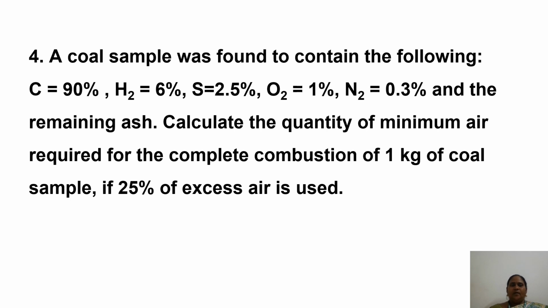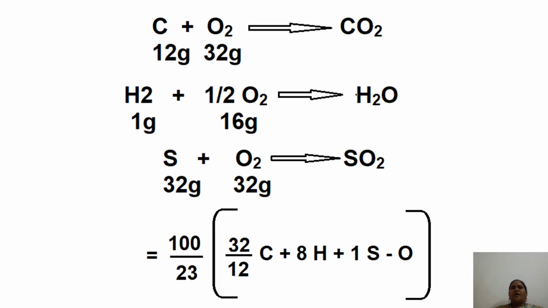Problem number 4. A coal sample was found to contain the following: carbon 90%, hydrogen 6%, sulfur 2.5%, oxygen 1%, nitrogen 0.3%, and the remaining ash. Calculate the quantity of minimum air required for the complete combustion of 1 kilogram of coal sample if 25% of excess air is used. So apart from calculating the theoretical amount of air, we are supposed to calculate the excess air in this problem.